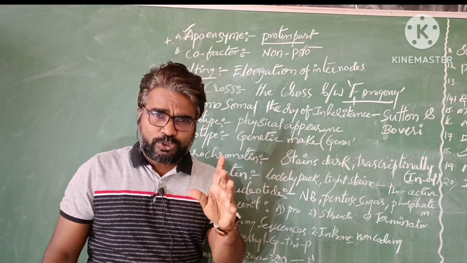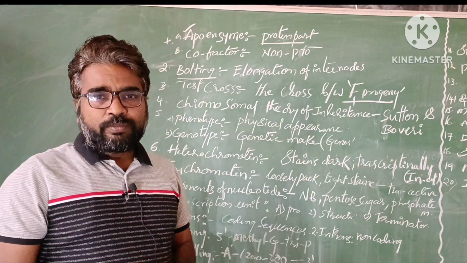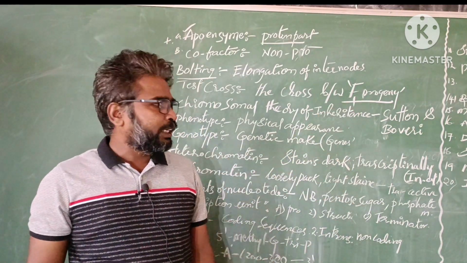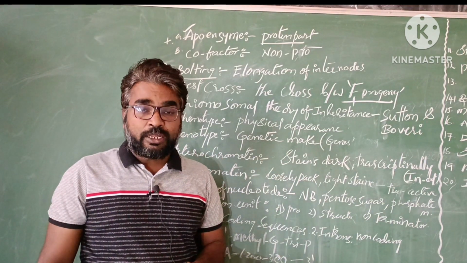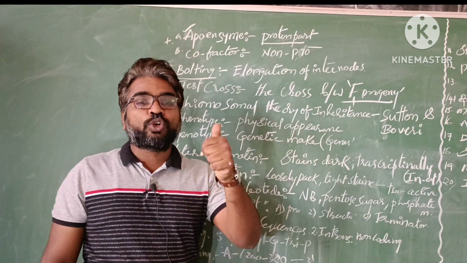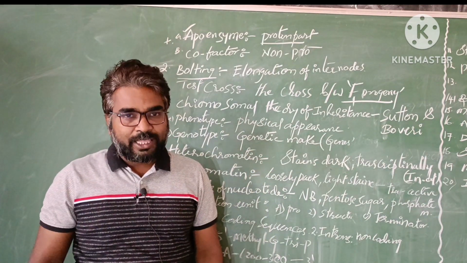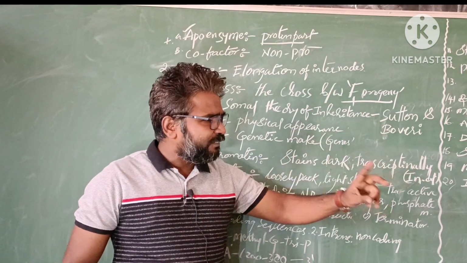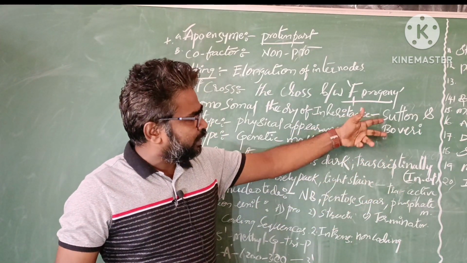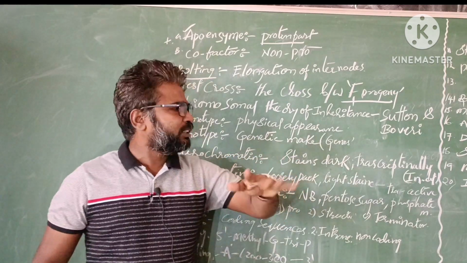Next one, chromosomal theory. Who proposed the chromosomal theory? Very simple: Sutton and Boveri. There are two scientists. They proposed the chromosomal theory. This is also very important. Very simple. If you have Sutton and Boveri in your answer, you get 2 marks. That's it.